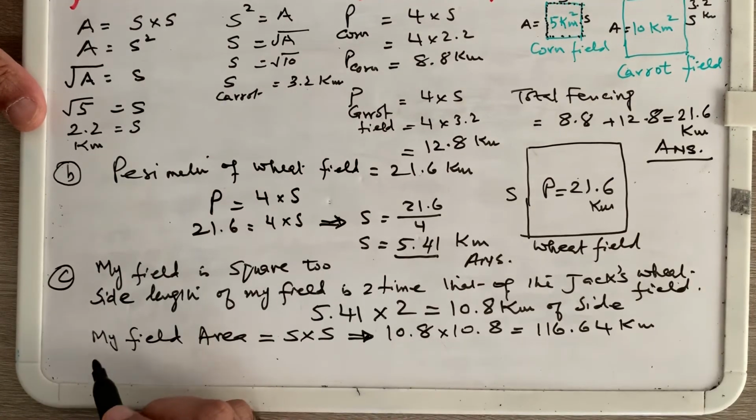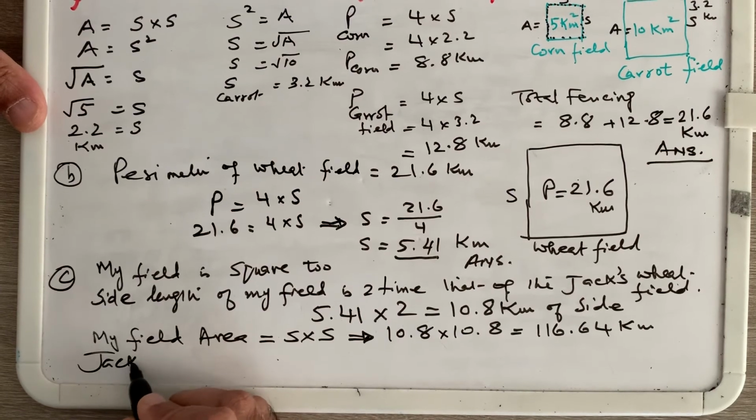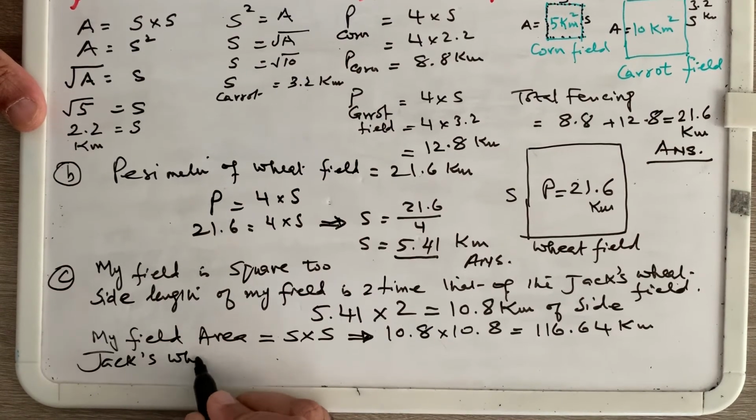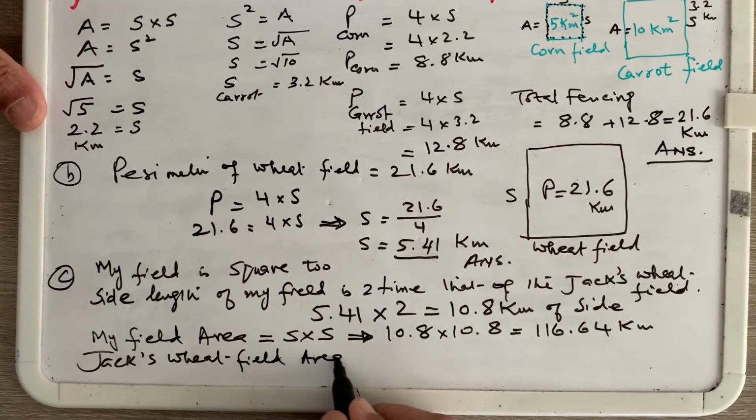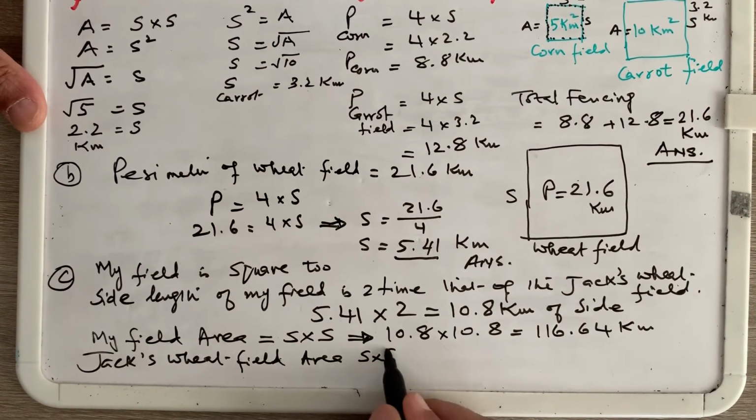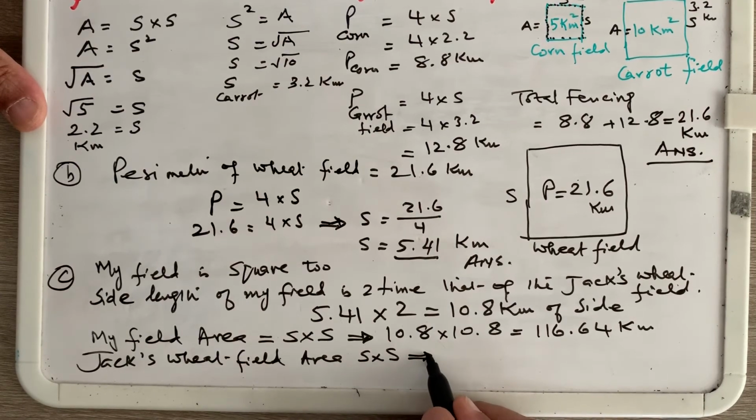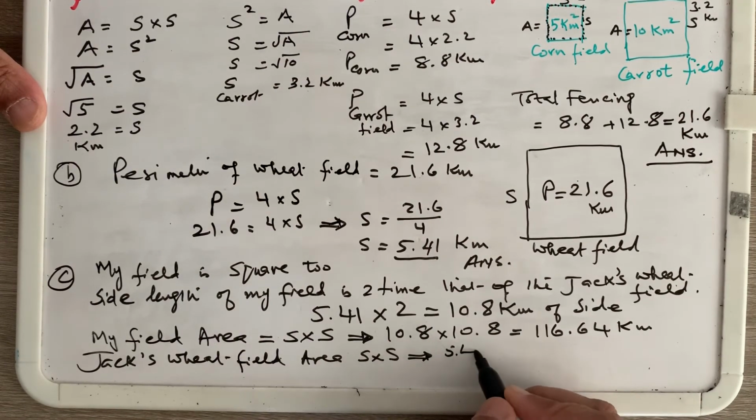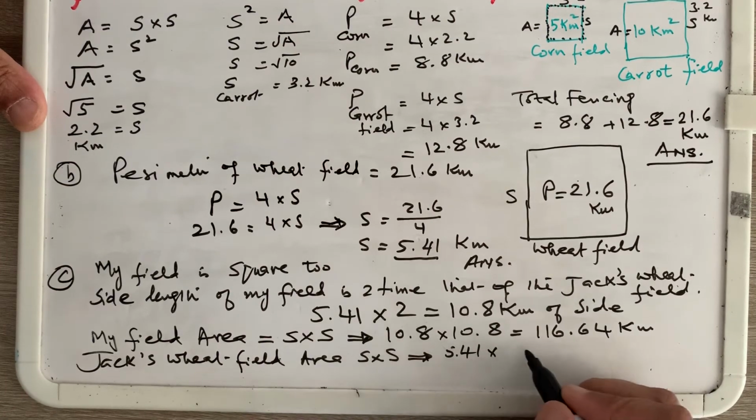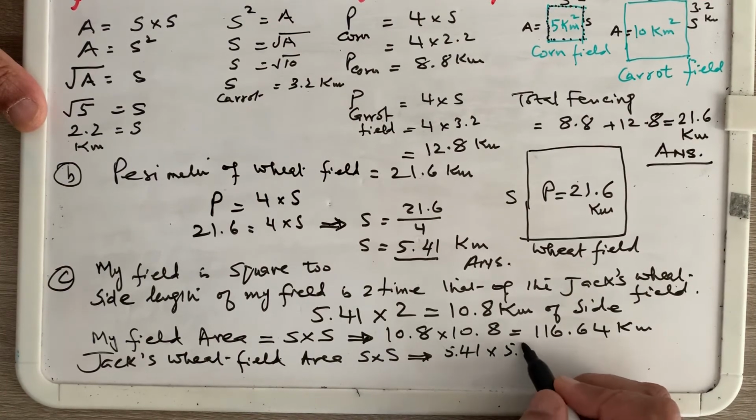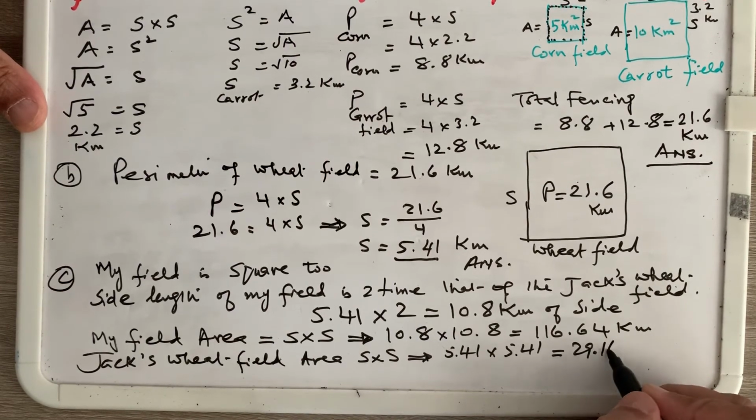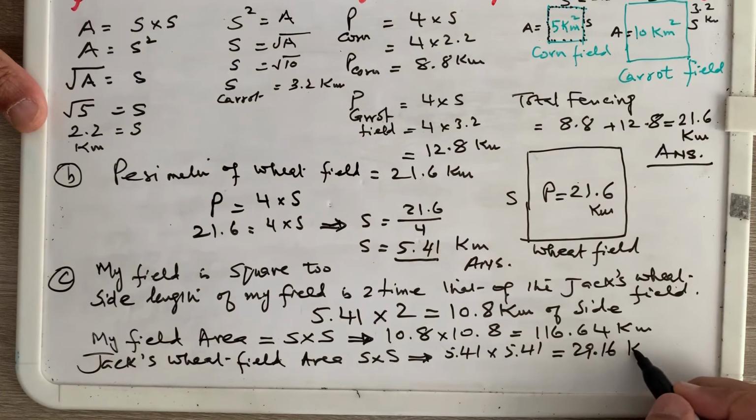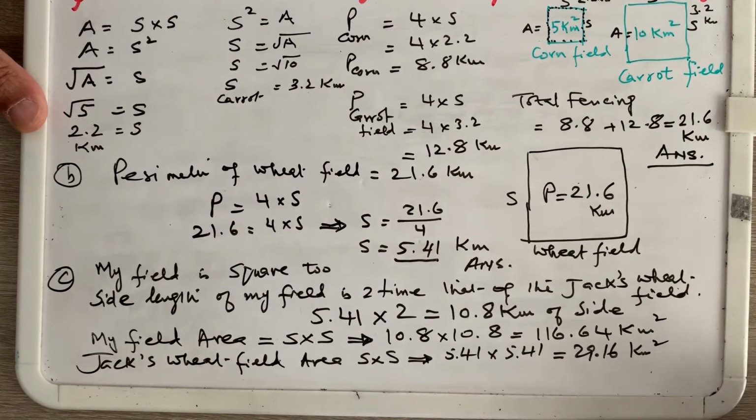But what is Jack's wheat field area? Jack's wheat field area is again side into side. Area is always, for a square, side into side, and Jack's field side is 5.41 times 5.41, right? Which gives me 29.16. So this is the area. Area is always in kilometer square.